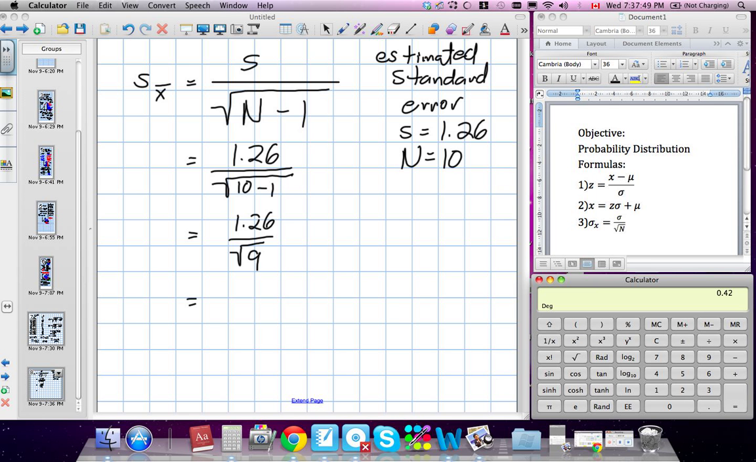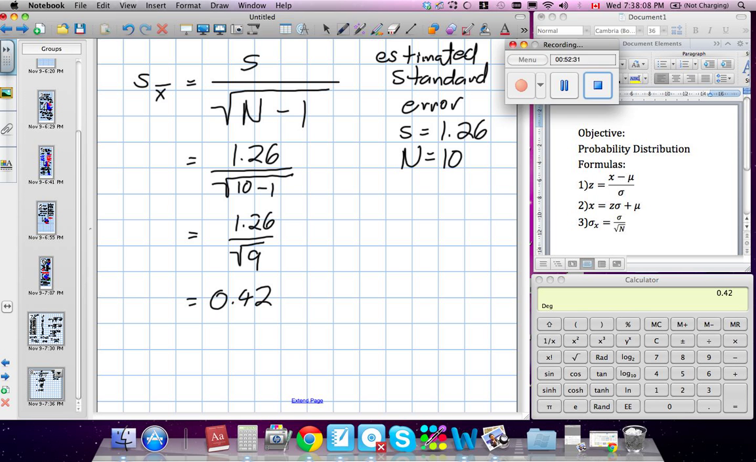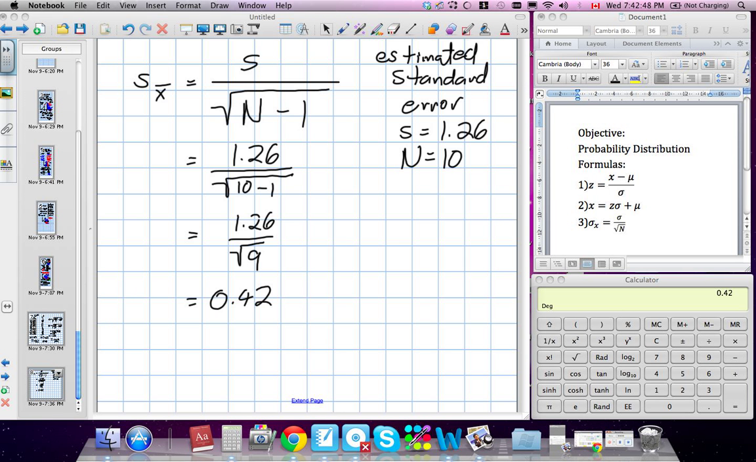So I take 1.26 divided by the square root of 9, which equals 0.42. 0.42, does that make sense? Yeah. They used 0.423, we didn't round it as well. Okay, so we've now found our standard error, which is 0.42.